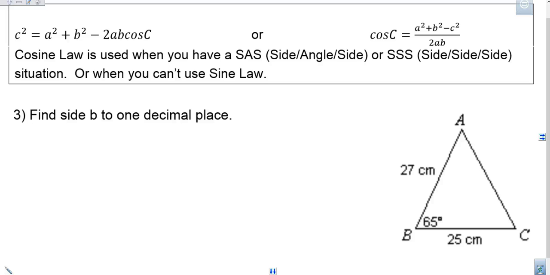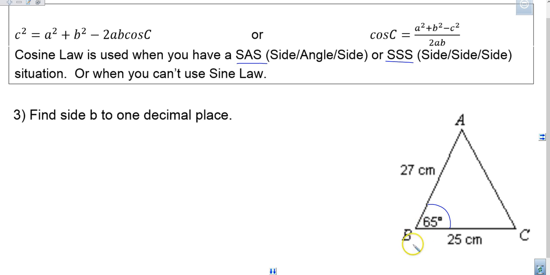Now, sine law was used when you know the measurement of an angle and its opposite side. If I take a look at this triangle right here, I don't know what this opposite side is, and I don't know what these opposite angles are, so we can't use sine law in this situation. This will be a good place to use cosine law. Cosine law is used when we have a side angle side situation, which means you have two side lengths and then sandwiching an angle in between, or side, side, side, which means you have all three sides of the triangle. Now, this is only if this equation, if you're finding side c.